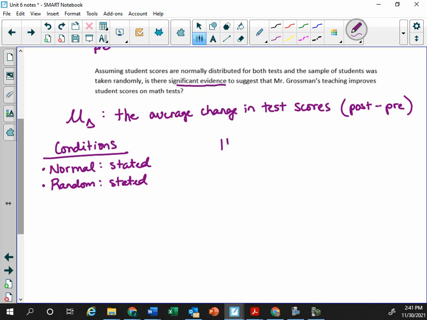We now need a null and an alternative. Okay. What do you think the null is? No. It's always got to be something equal. So mu sub delta, what is it going to equal? 0. Yes. What does it mean if that equals 0? There's no change. Mr. Grossman taught them nothing. That's what that means, okay? Yeah, I think there's going to be some significant evidence, yes.